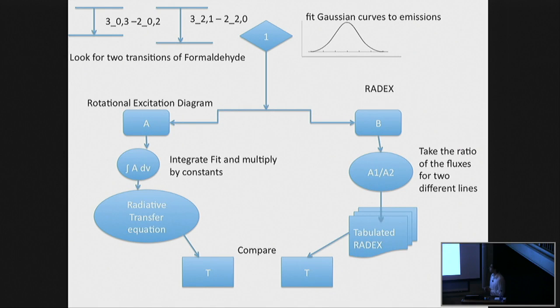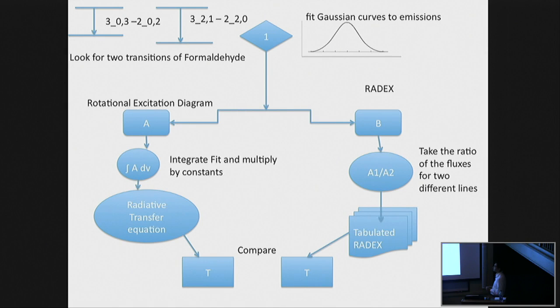So walking through the approach, I made up this flow chart. Essentially, I'm looking at two different methods. So the first thing we've got to do is look at two rotational transitions of formaldehyde, labeled 303 and 321 for short, up here. Once I get that, I try to fit a Gaussian curve to the emissions and record things like what's the width of this Gaussian, what's the center, and what's the amplitude most of all. Then the approaches start to diverge into two branches.